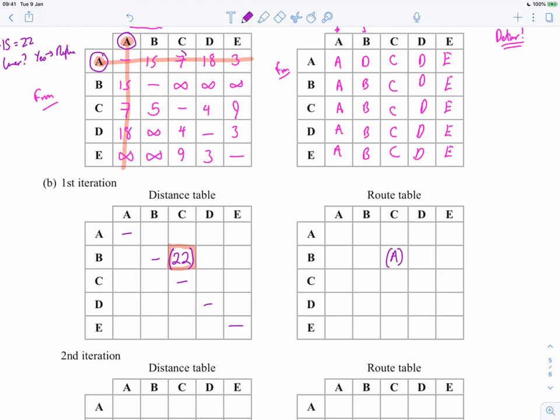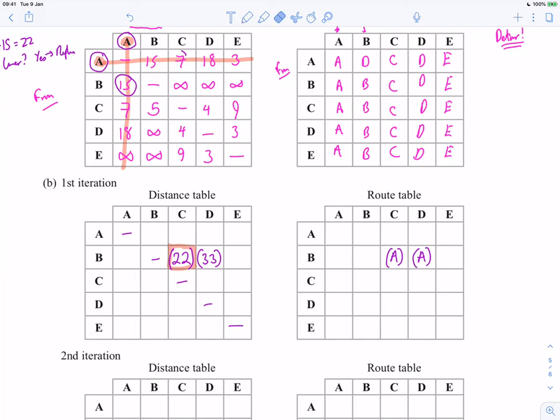Right, what's next? Well, let's say we're now at the 18 and 15. We'll add them two together. So 15 and 18 is 33. Is that smaller than the corresponding intersection, which is at infinity? Yes, 33. So that's replaced, 33. And because we're dealing with all the A's, I'm going to replace this cell by an A.